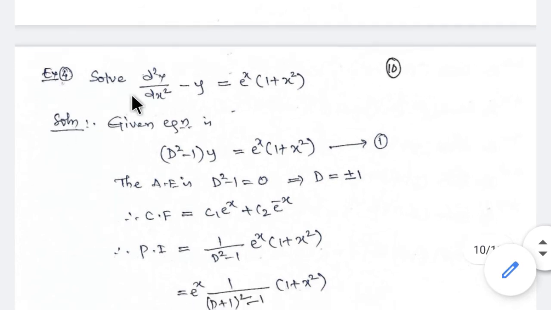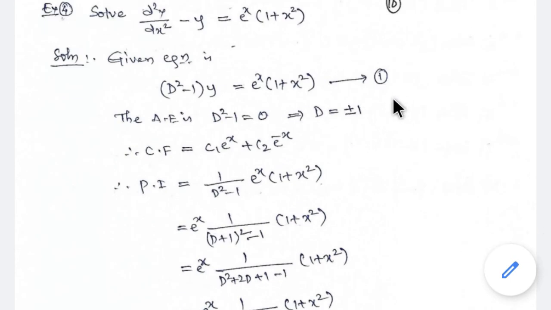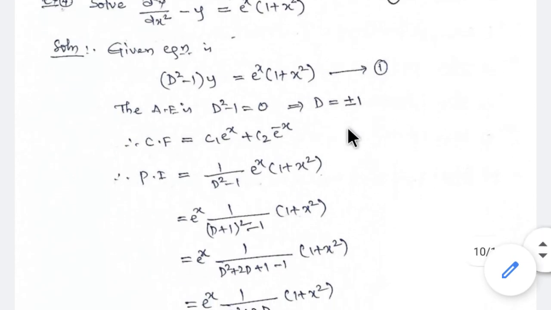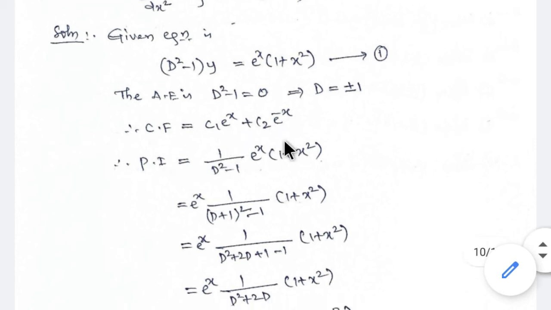Solve d2y by dx2 minus y equal to e raised to x into bracket 1 plus x square. Take down the given equation, d square minus 1, you write in the symbolic form: d square minus 1 into y equal to e raised to x into bracket 1 plus x square. This you call equation 1. Auxiliary equation d square minus 1 equal to 0, so d is equal to plus or minus 1 you get. Therefore the complementary function is c1 into e raised to x plus c2 into e raised to minus x.